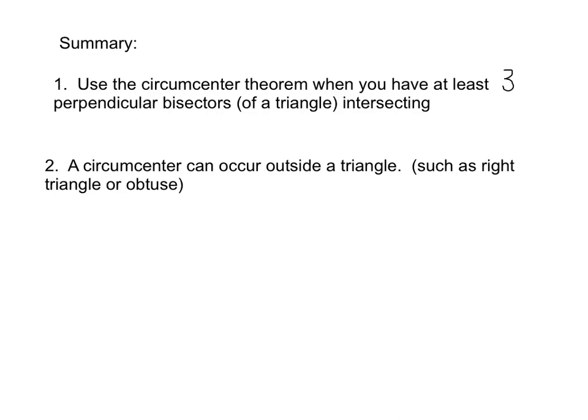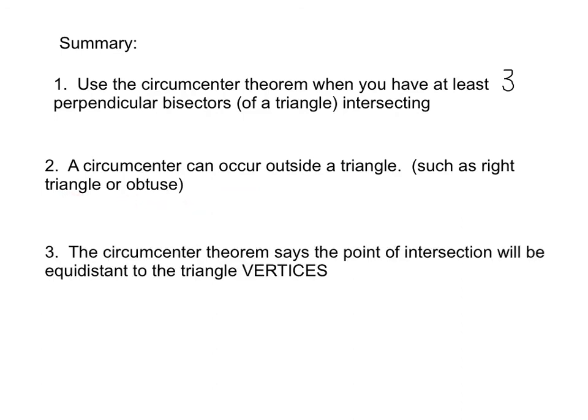The second point is that a circumcenter can occur outside of a triangle, and that happened when we looked at a right triangle or an obtuse triangle. And lastly, and most importantly, the circumcenter theorem says that the point of intersection will be equidistant to the triangle vertices. I did capitalize vertices because we'll notice that that is not true for future things we talk about. For the vertices of a triangle, the distance will be equal. Anyway, that is what we talked about with the circumcenter theorem.